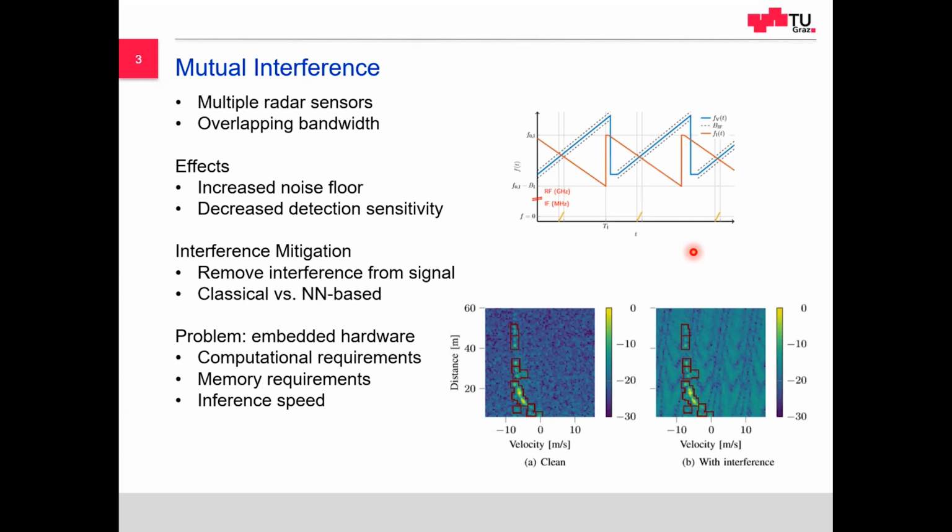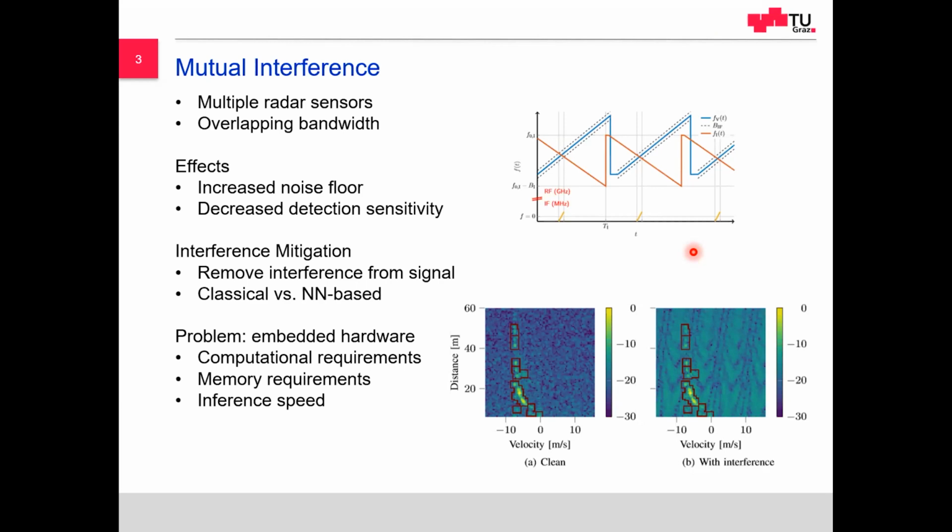All of these steps have to be run on the hardware directly, so we have very strict requirements for the hardware. So these algorithms have to be performed on that hardware and have to meet these requirements. And in this work, we will focus on memory requirements, because indirectly they influence all the other components, such as the inference speed, but also the energy consumption and computational requirements.